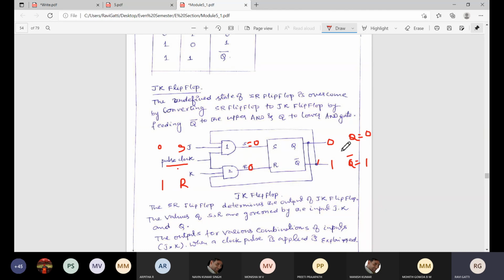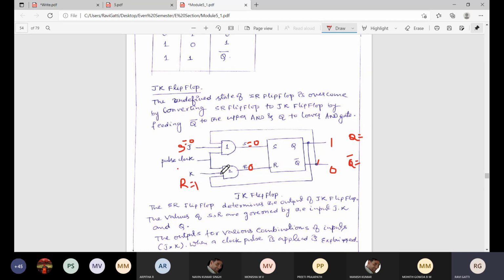So this condition will not work out now. So what we will do is take the other condition; otherwise it will be a problem. Just wait a minute. Okay, so let us take Q is equal to 1 and Q bar is equal to 0. Now let us try to understand: when S is equal to 0 and R is equal to 1, what is the condition?